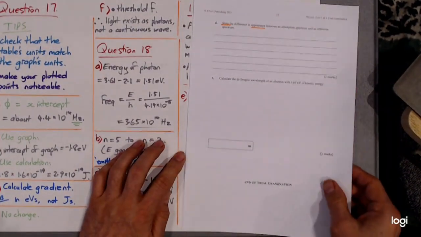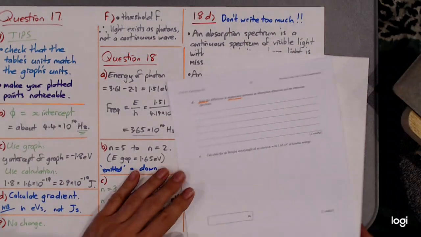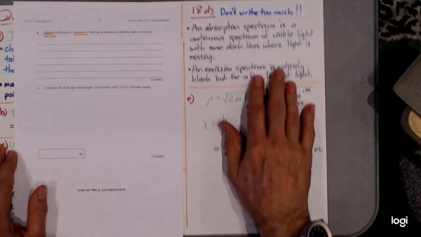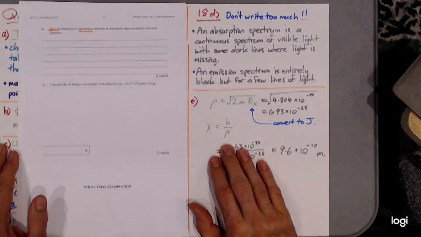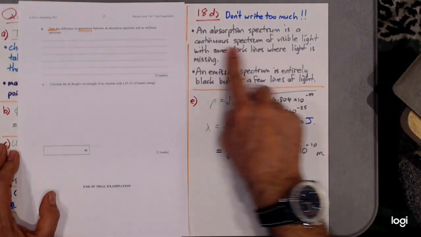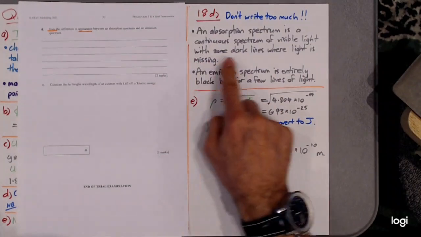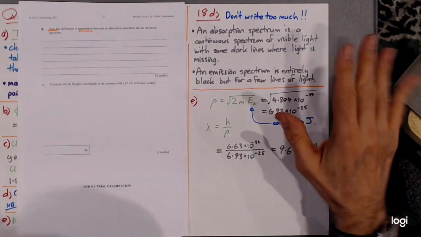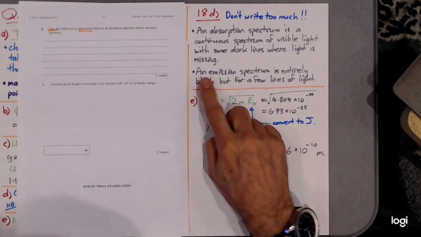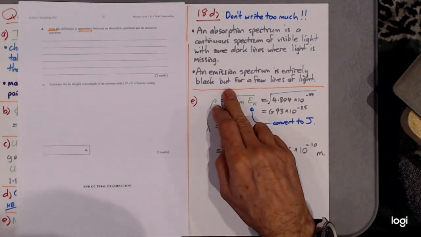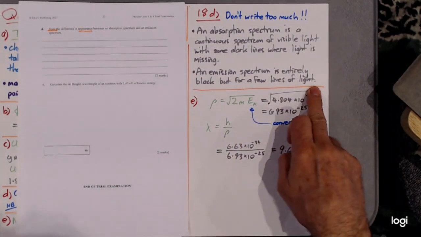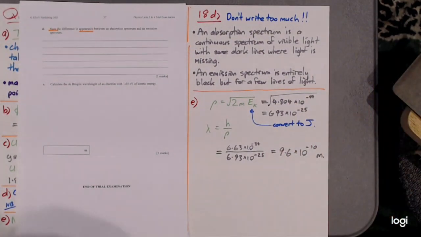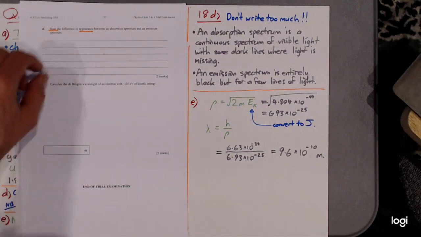So here's the answer. Don't write too much until I've done this. An absorption spectrum is a continuous spectrum of visible light with some dark lines where light is missing. You don't even have to say why the light is missing. It's just the appearance. An emission spectrum is entirely black, but for a few lines of light that are there. That is it. That's the answer. No explanation, no theory, no nothing. That is it. 2 marks.